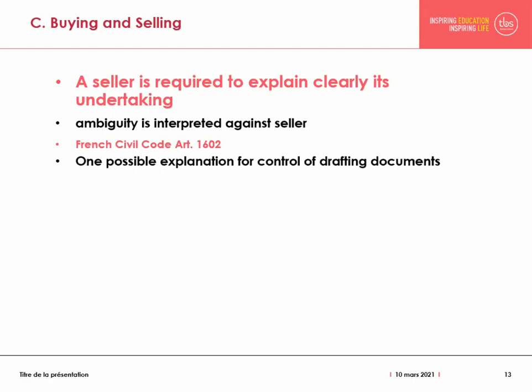Now, under our chapter on buying and selling, sellers are required to explain clearly their undertaking. And under contract law, any ambiguity in the contract is interpreted against the seller. So we can see this as one possible reason why the seller usually likes to use their standard contract and control the drafting of that contract, because they don't want to be in a situation where they have ambiguity in the document, which will be interpreted against them. So in aircraft, Airbus will have its standard contract. Boeing will have its standard contract. They will want to have the responsibility for writing the contract itself over negotiations.